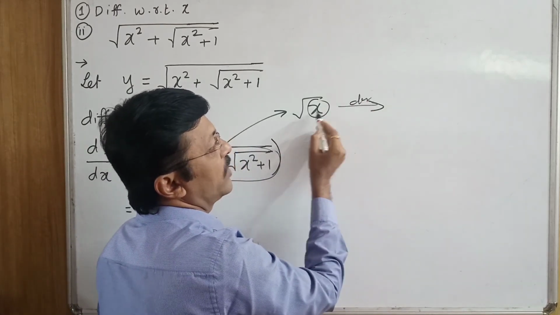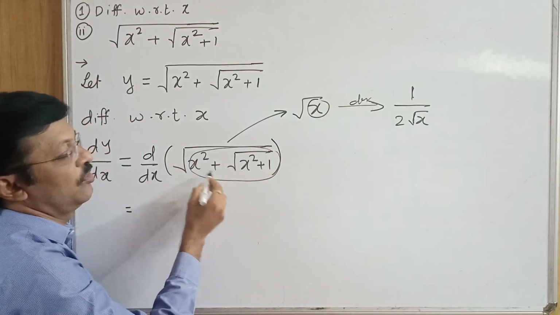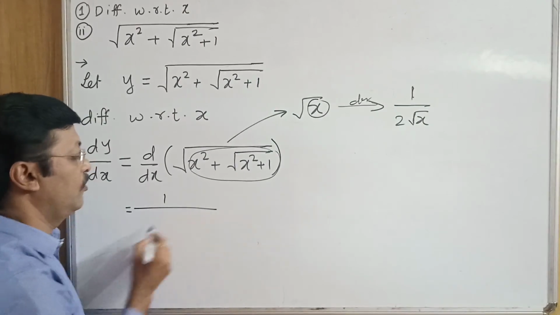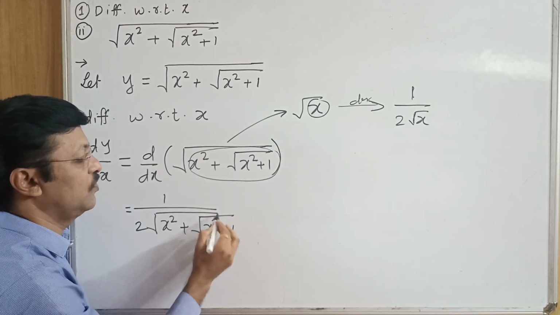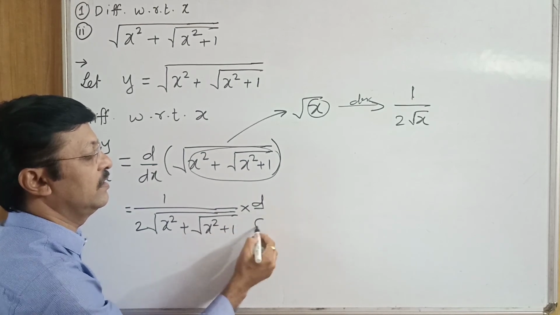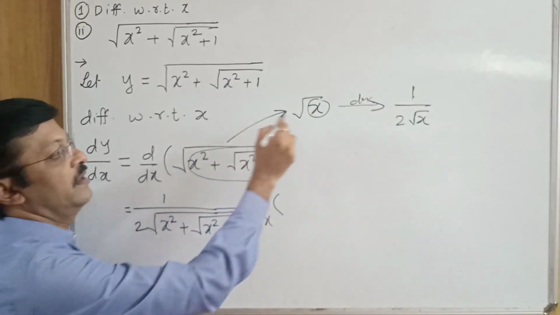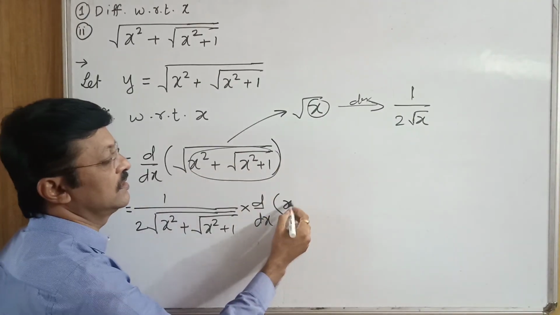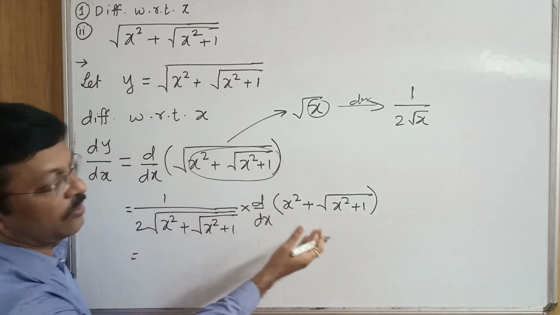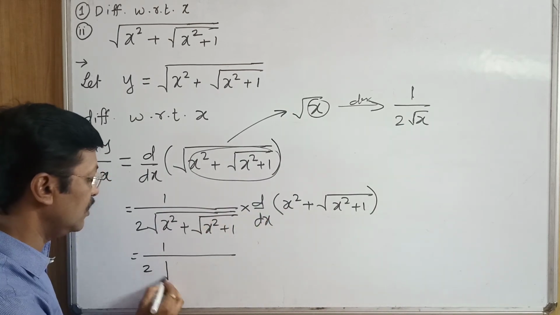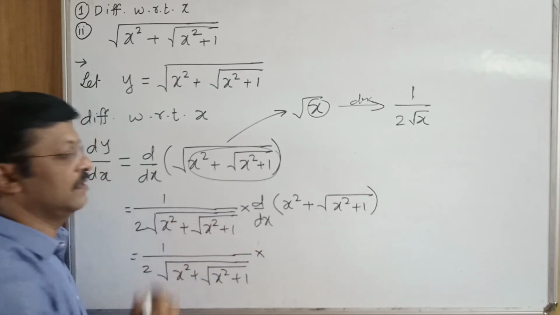Derivative of root x is 1 upon 2 root of x, that we know. So derivative of root of x square plus root of x square plus 1 should be 1 upon 2 root of whatever it contains. It contains x square plus square root of x square plus 1, and then multiply this by d by dx of replacement of x. When you compare root x and root of x square plus root of x square plus 1, x was replaced by this highlighted part, which is x square plus square root of x square plus 1. Now we have to just repeat this part and think about this part. So this part is repeated, 1 upon 2 root of x square plus square root of x square plus 1 as it is.